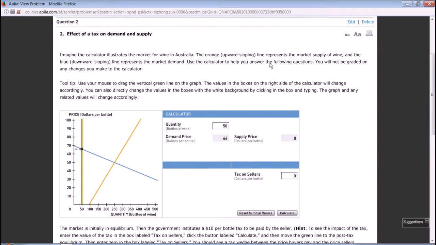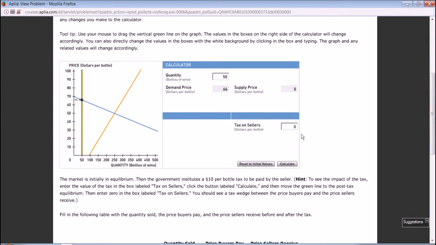You will not be graded on any changes you make to the calculator. Okay. So the market is initially in equilibrium, that means the market will be here. Initially the equilibrium price is $50 and the equilibrium quantity is 250. Then the government institutes a $10 per bottle tax to be paid by the sellers.